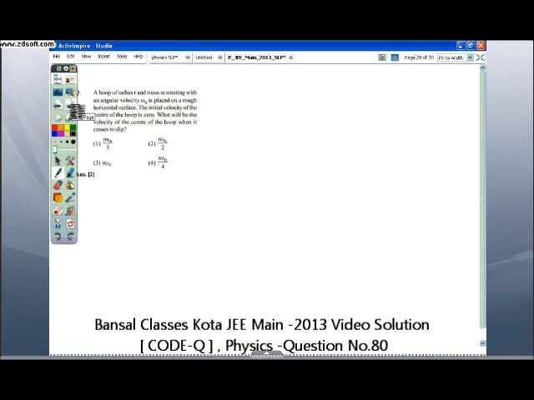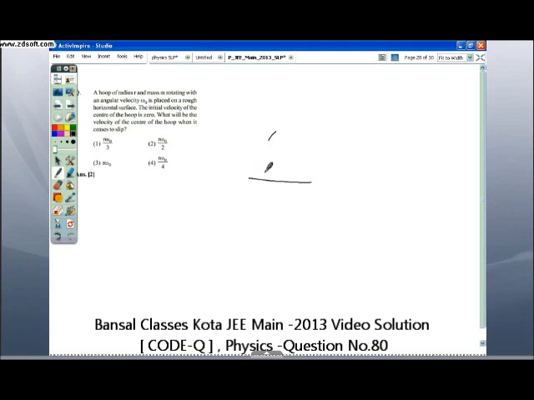The question number 18 code Q is that a hoop of radius r and mass m rotating with an angular velocity omega naught is placed on a rough horizontal surface. The initial velocity of the center of the hoop is 0. What will be the velocity of the center of the hoop when it ceases to slip?